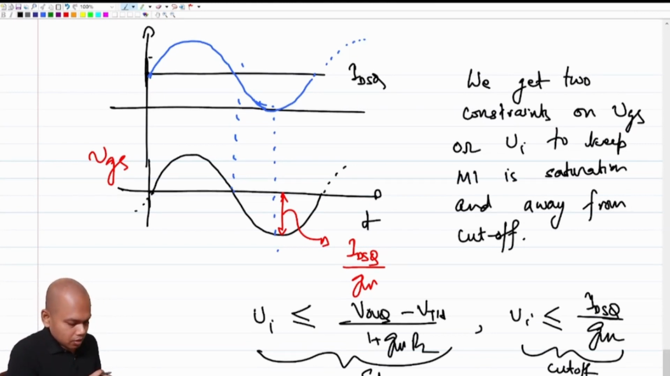So which value will you choose? Let's say after doing the saturation constraint, I got 100 millivolt, so VI should be less than 100 millivolt, and after doing the cutoff constraint, I got VI should be less than 50 millivolt. Which one should you choose? Obviously, you should choose the one for which both constraints are met, which means you will choose VI to be less than or equal to 50 millivolt. Because if you choose VI to be less than 50 millivolt, you not only satisfy the cutoff constraint, but also satisfy the saturation region constraint, right?